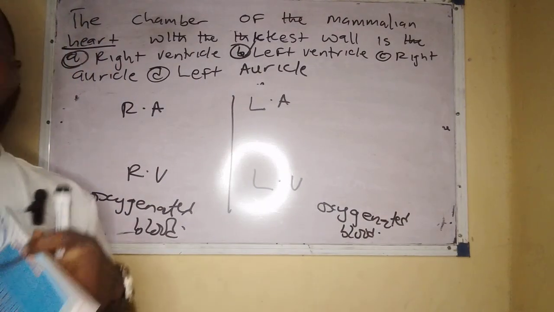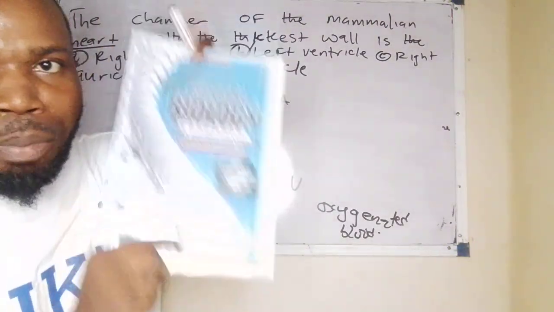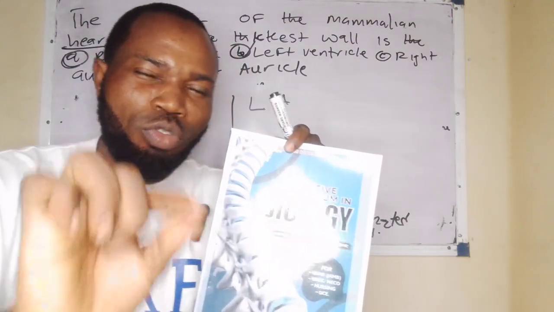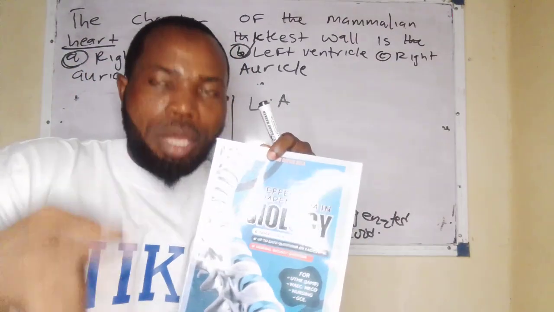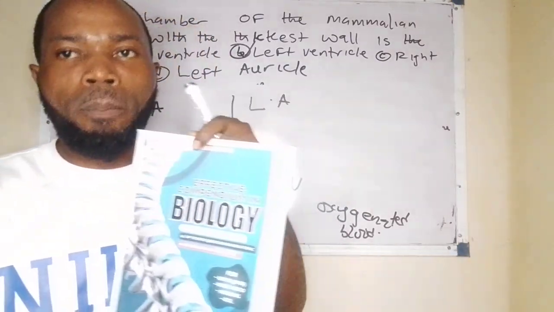Bro, quickly, these questions are coming from the Effective Compendium in Biology. Now, this book is about topic-by-topic analysis, bringing out some points and some questions. This channel will get to explain more on those questions, so you get to understand them fully.